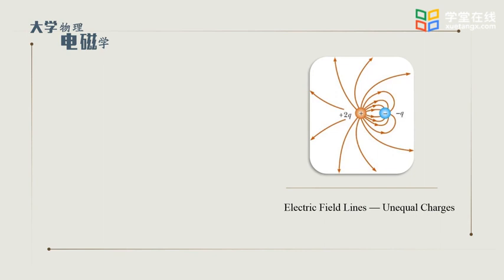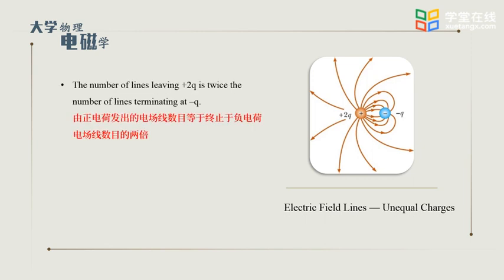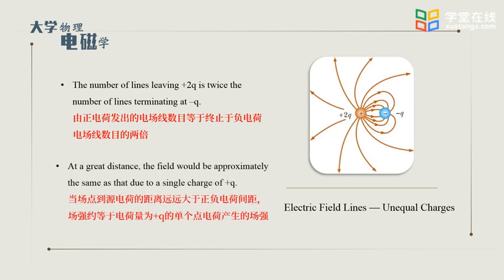This figure shows the electric field lines representing the field produced by a positive charge plus 2q and a negative charge minus q. It's found that the number of lines leaving plus 2q is twice the number of lines terminating at minus q. The remaining half of the lines terminate at infinity. At points so far away from the source charges, the field line pattern is approximately the same as that of a single charge of magnitude plus q.